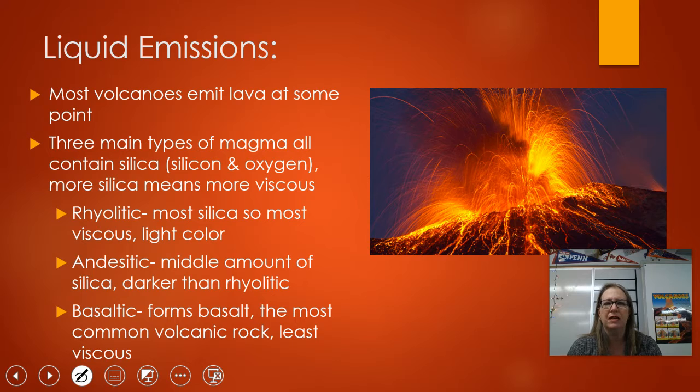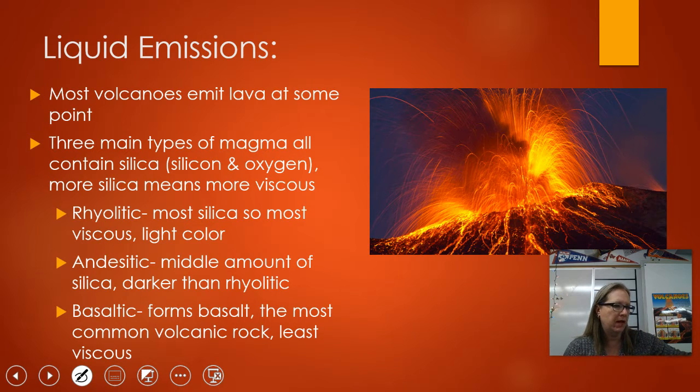The amount of silica that's in the magma determines what kind of magma it is. Silica is just a combination of silicon and oxygen, two of the elements on the periodic table. And the more silica there is in the magma, the thicker it is, the more viscous it is, okay? So we've got rhyolitic magma, we've got andesitic magma, and then we've got basaltic magma, okay? Rhyolitic has the most silica, so it is the thickest. And when it cools, it actually forms a rock with kind of a light color.